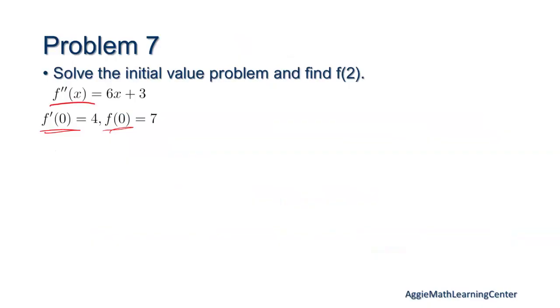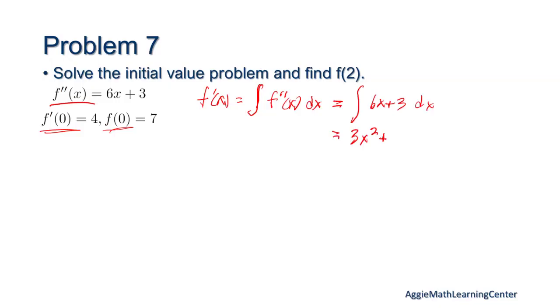So, f prime of x is equal to the integral of f double prime of x dx, which is equivalent to the integral of 6x plus 3 dx. And that's going to be equal to the antiderivative of 6x. We add the power, divide by that power. That's going to end up being 3x squared. And the antiderivative of 3 is 3x plus c. So we get f prime of x is equal to 3x squared plus 3x plus c.